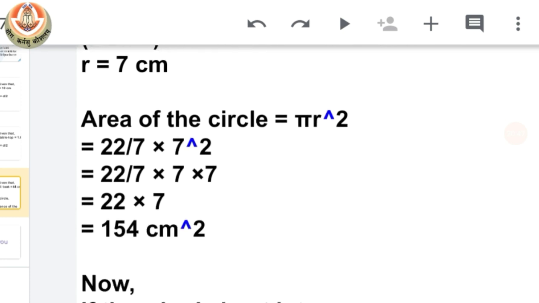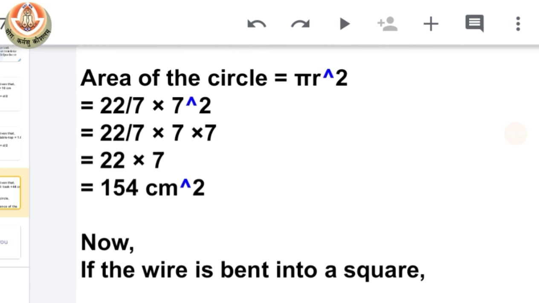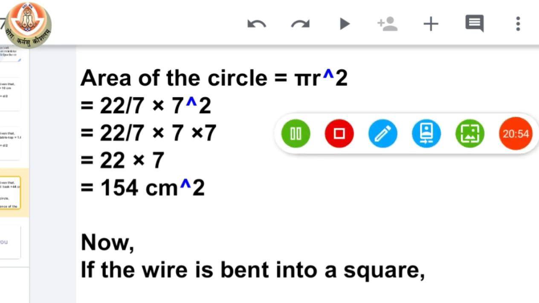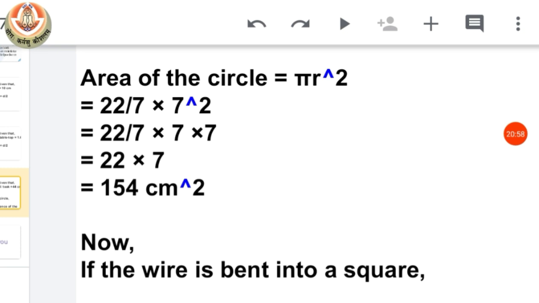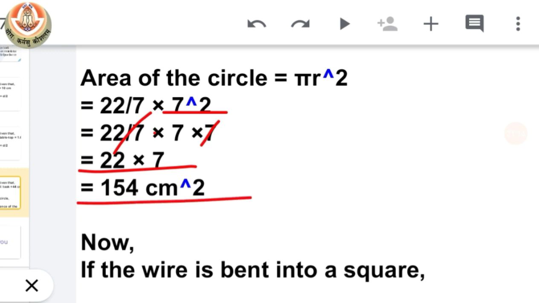After finding out the radius, we can easily find the area of this circle by putting the value of radius in pi r square formula, which is formula of area of circle. So square of 7 is 49, but we can easily cut this 7 with this one. So we have to multiply 22 with 7. So our area of this circle is 154 centimeter square.